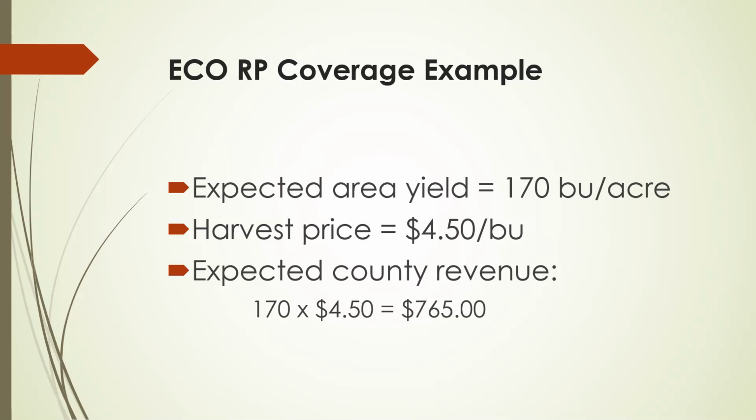Here's an ECO example. The expected area yield is 170 bushels per acre. The harvest price came in at $4.50 per bushel. So the expected county revenue is the 170 bushels times the $4.50 price per bushel, which is $765.